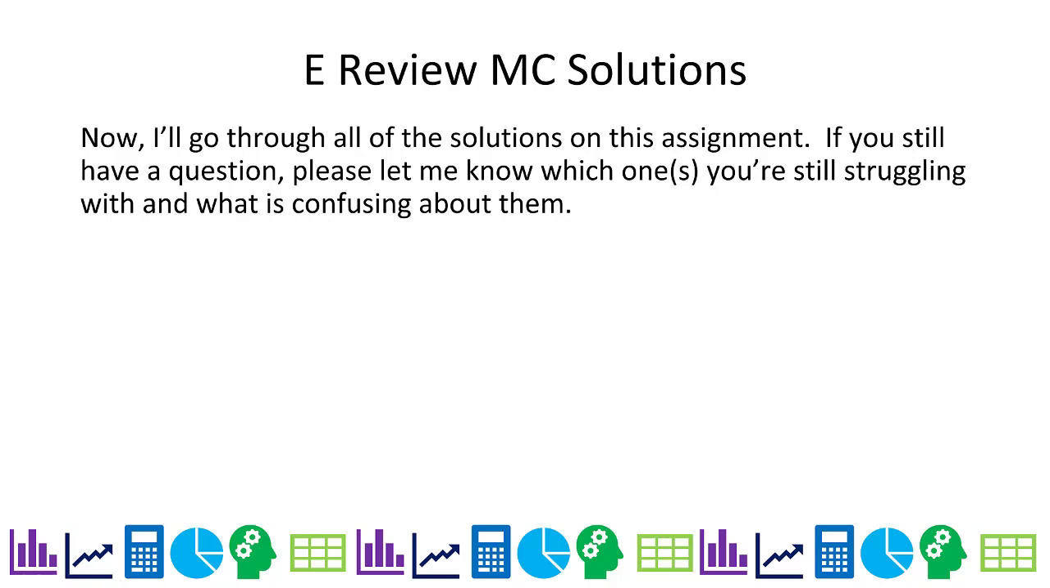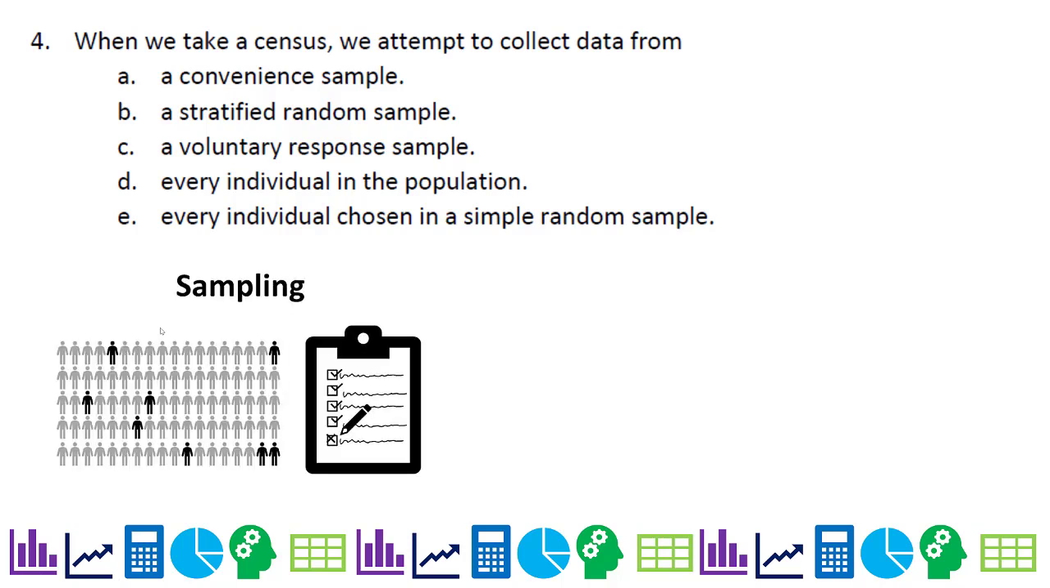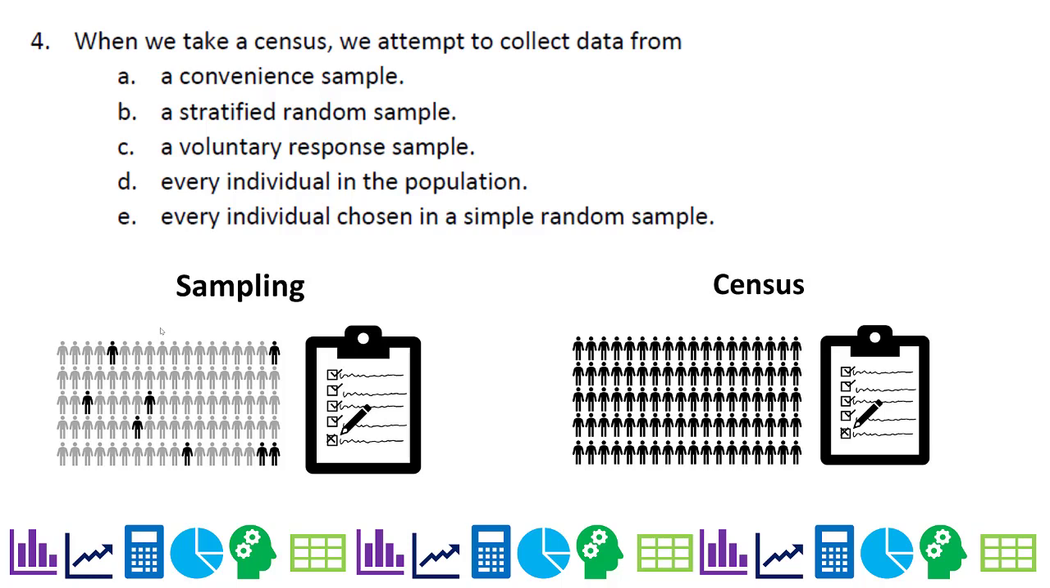Now we're going to go through the solutions to the multiple choice questions on this review. When we take a census, we attempt to collect data from every individual in the population. What is the difference between sampling and a census? We get every individual in the population, and that is the difference between a census and a sample. Much more work, much more expensive to do, which is why we don't do them often.